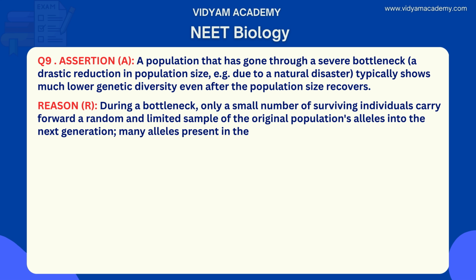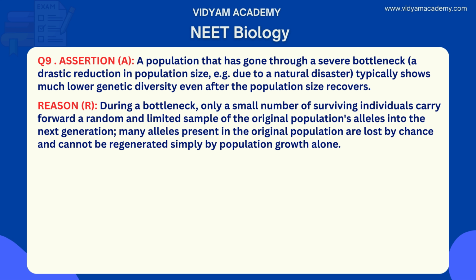So here the assertion: A population that has gone through a severe bottleneck, a drastic reduction in population size, let's say for example due to a natural disaster, typically shows much lower genetic diversity even after the population size recovers. The reason: during a bottleneck only a small number of surviving individuals carry forward a random and limited sample of the original population's alleles into the next generation. Many alleles present in the original population are lost by chance and cannot be regenerated simply by population growth alone.